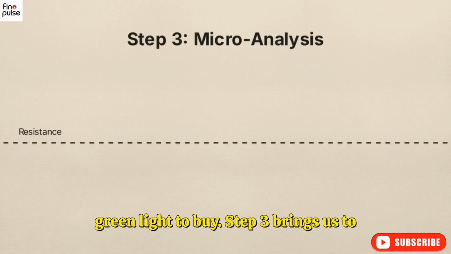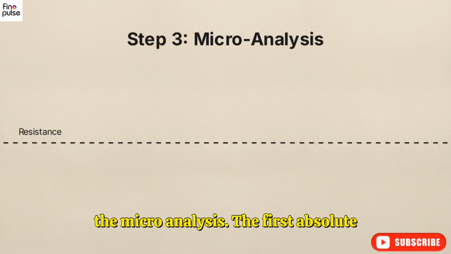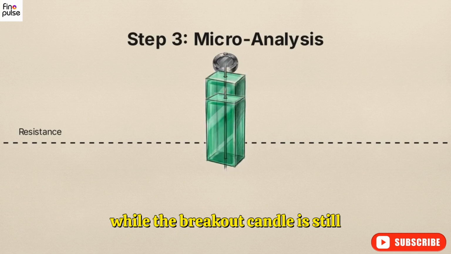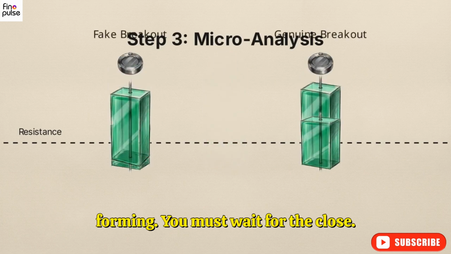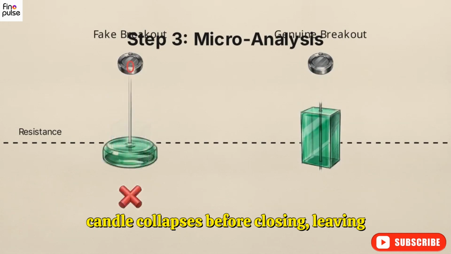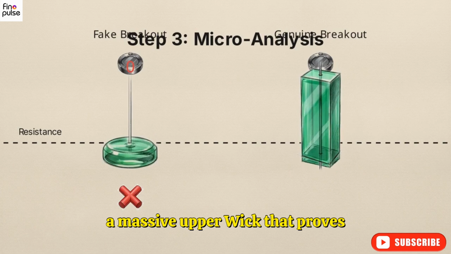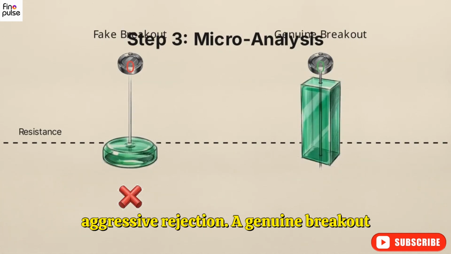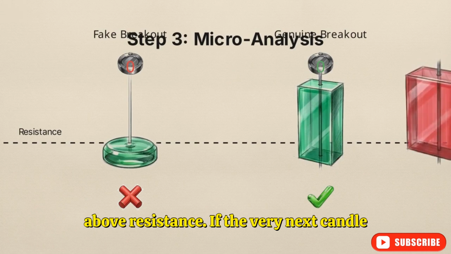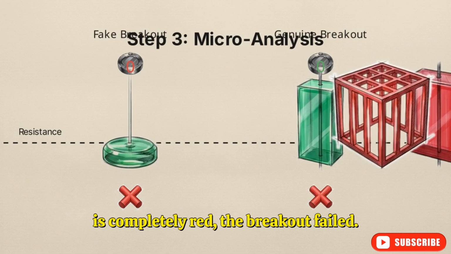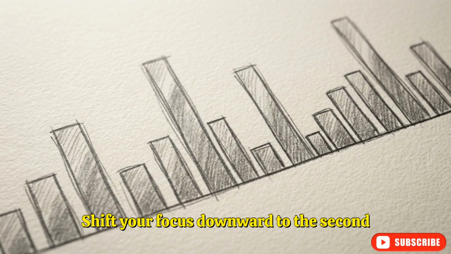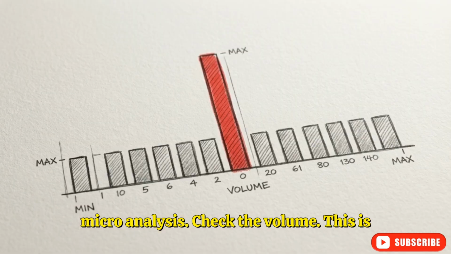Step 3 brings us to the micro-analysis. The first absolute rule here is that you never enter a trade while the breakout candle is still forming. You must wait for the close. This comparison shows why. A fake breakout candle collapses before closing, leaving a massive upper wick that proves aggressive rejection. A genuine breakout candle closes with a thick, solid body above resistance. If the very next candle is completely red, the breakout failed. Abort.